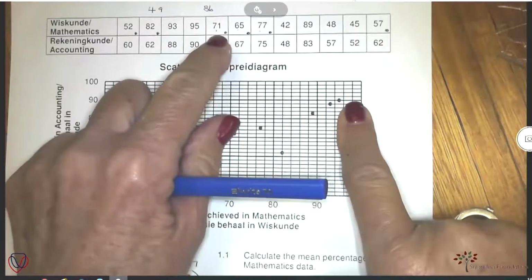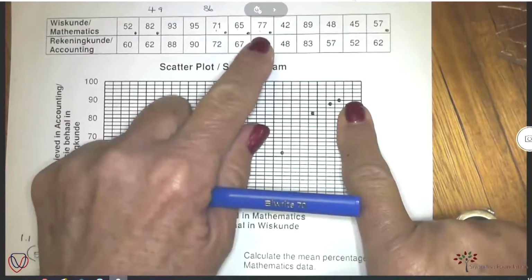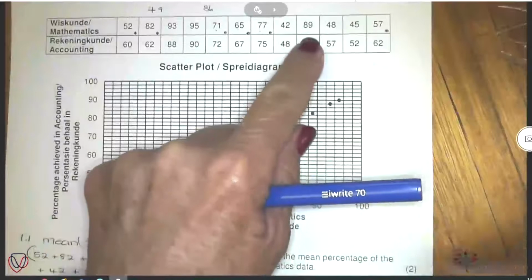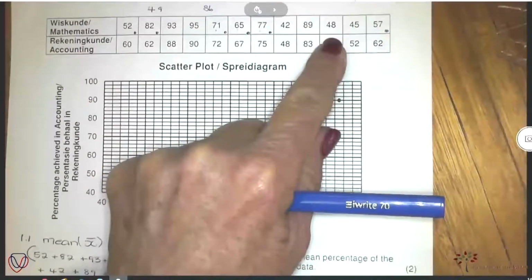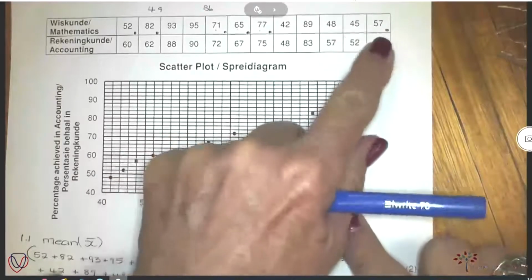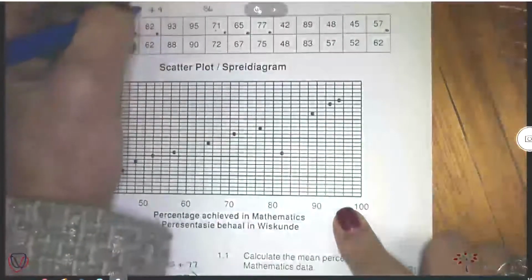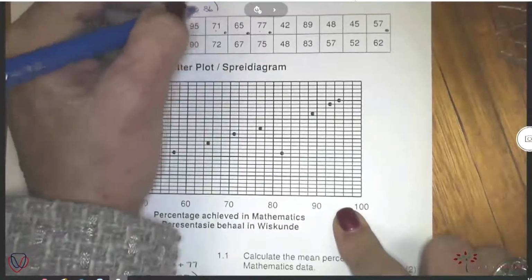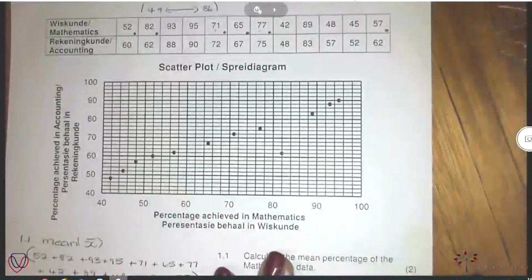71, yes, it is between those two numbers. 65, it is there. 77, it is there. 42, it's on this side of the 49. 89, it's on this side of your 86. 48, this side of 49. 45, wrong side of the 49. 57 is between those two numbers. So you look for numbers between those two numbers. And in this case, I marked them 1, 2, 3, 4, 5, 6 of them.